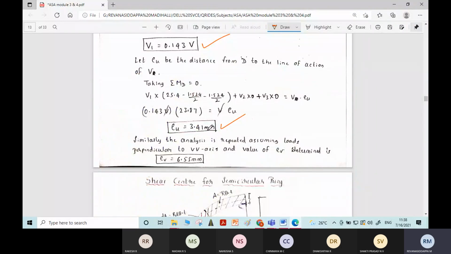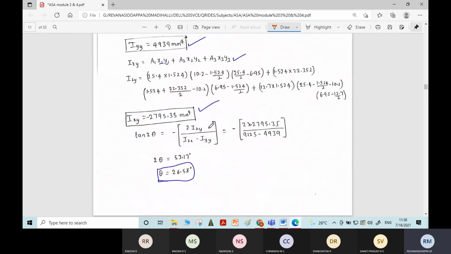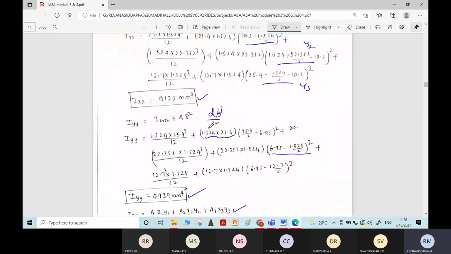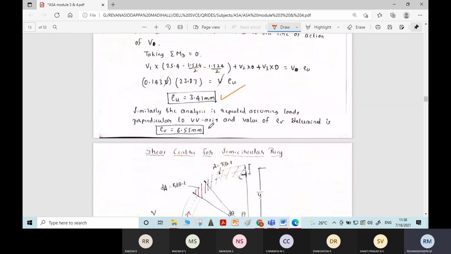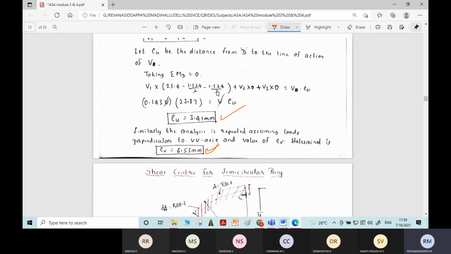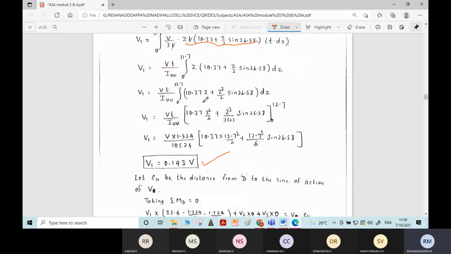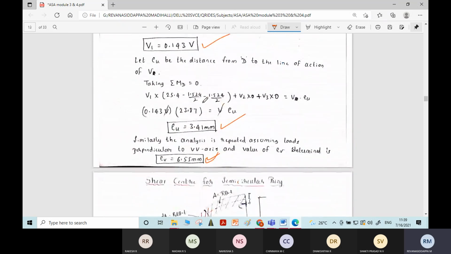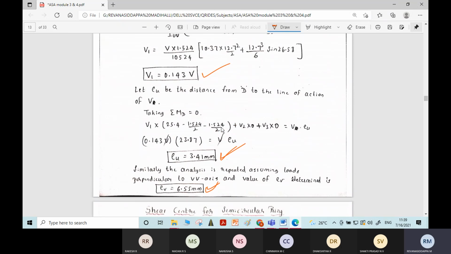So by doing this we located the shear center with respect to the axis V, meaning EU we have located. Similarly, if you want to find one more length in the other direction, EV, again you need to consider the loads perpendicular to the V axis, and determine EV. Again you need to perform similar calculations. It will be a lengthier process. In the examination they may ask you to find any one parameter, EU or EV.